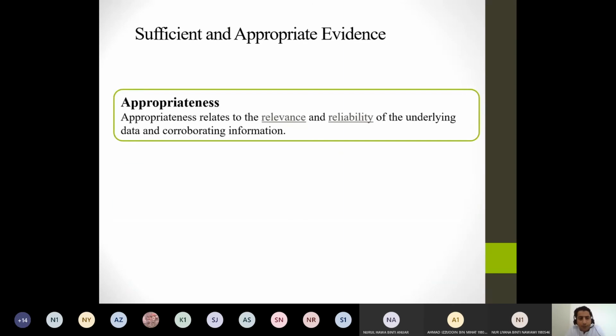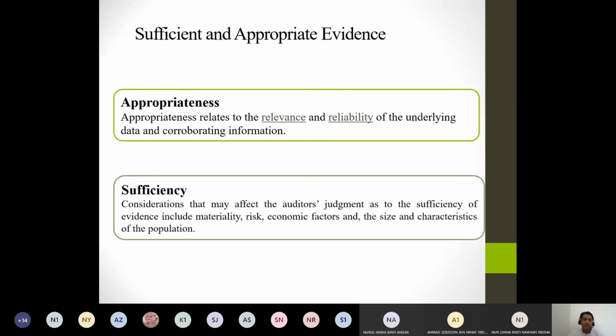So the appropriateness is related to the relevance and reliability of underlying data and corroborating information. It means how relevant the data or the evidence is and how reliable the evidence is. And then next is sufficiency, which means how much we need to collect in order to have persuasive evidence. We need to have relevant and reliable evidence, and also we need to have sufficient evidence.